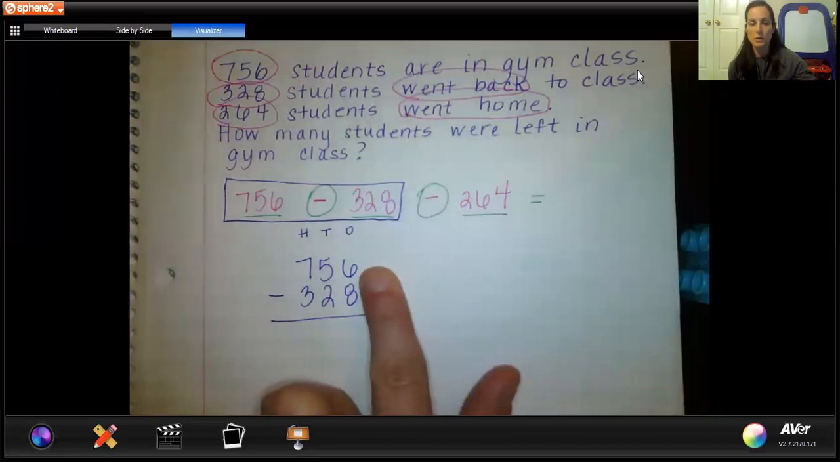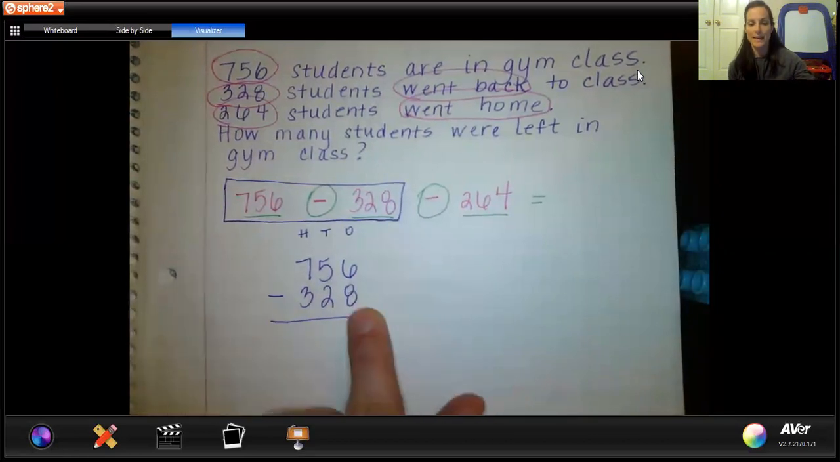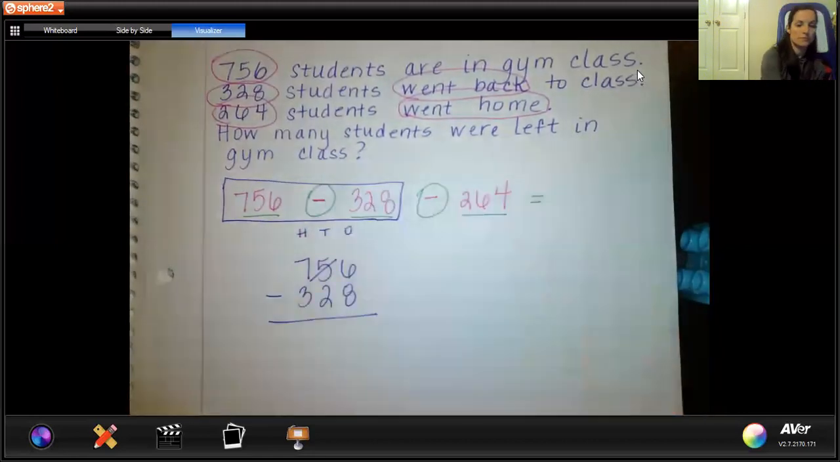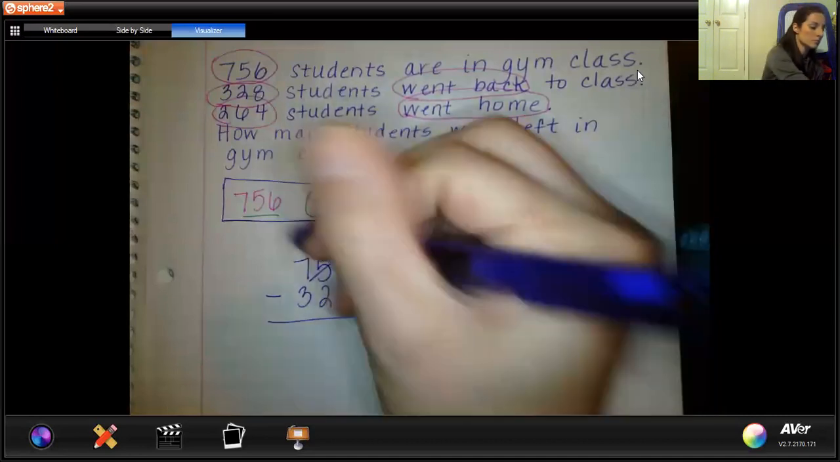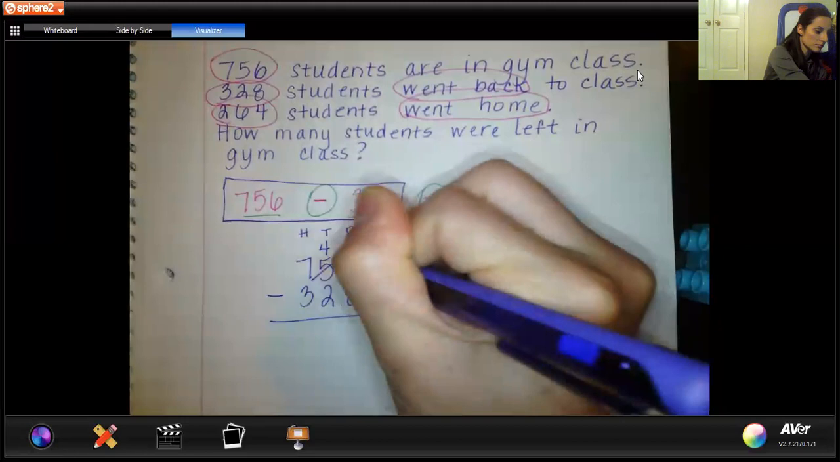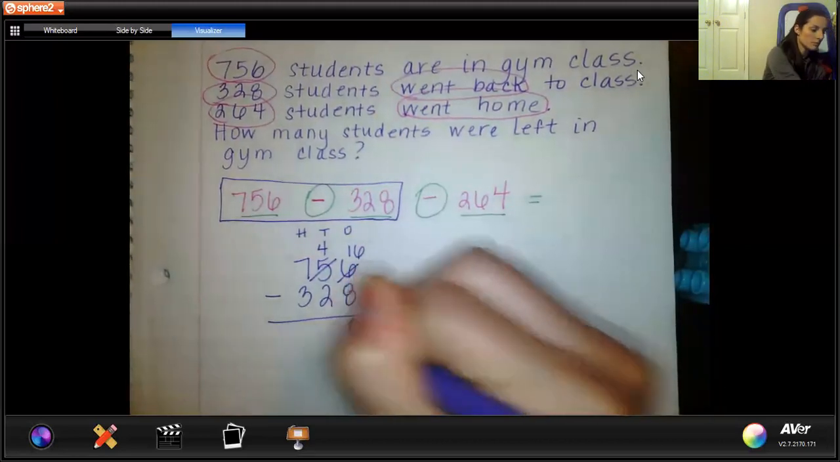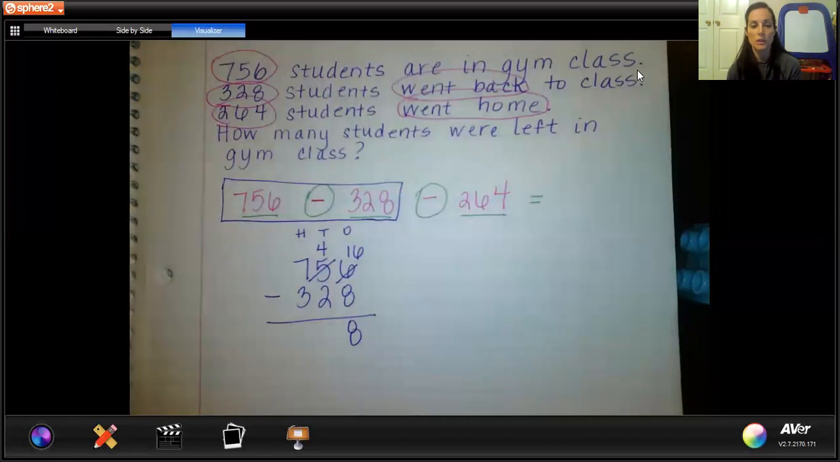So starting always at our ones, 6, and I want to subtract 8. This is a bigger number on the bottom. So remember, when you have a bigger number, when there's more on the floor, you have to go next door. Now we have 16 and we want to subtract 8. And your answer would be 8. Moving on to the tens, 4 minus 2. And then moving on to the hundreds place value, 7 minus 3.